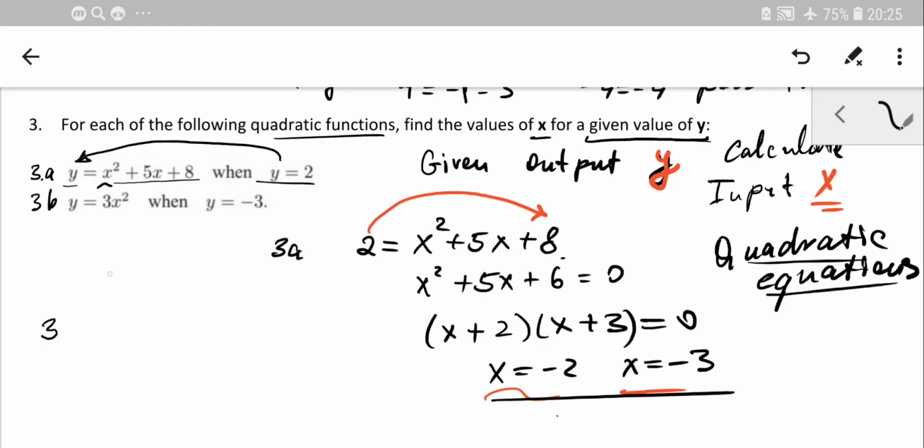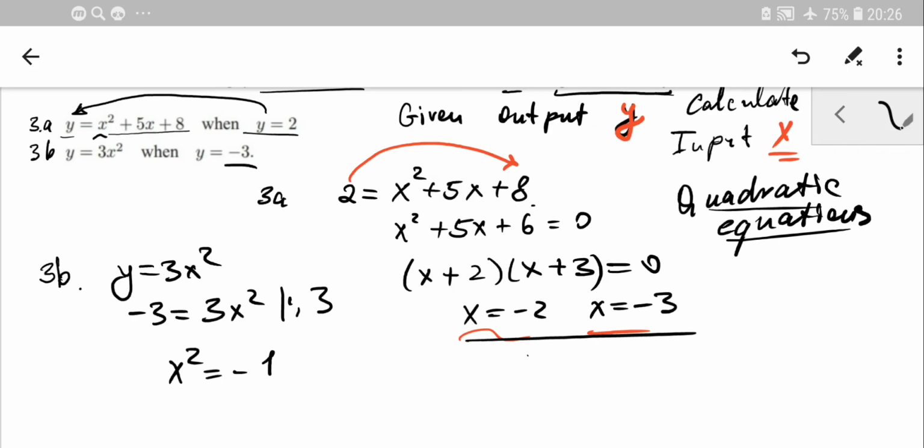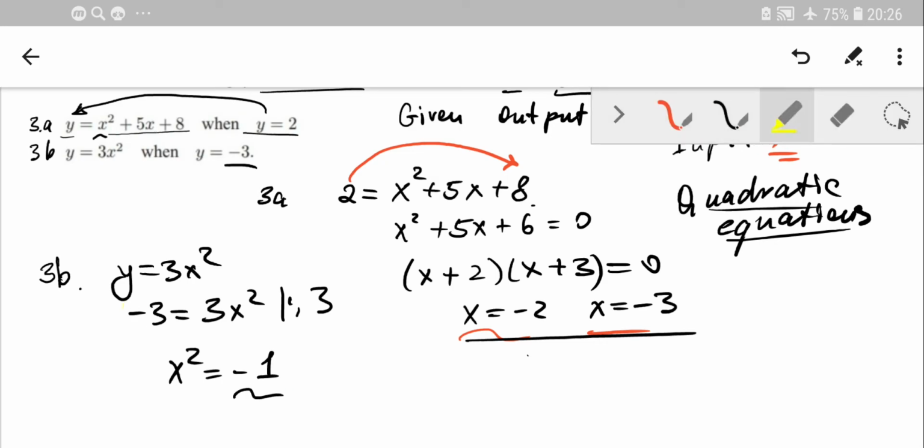3b, it's here. y equals 3x squared. We're given that y is negative 3, so we plug negative 3 here on the left hand side, equals 3x squared. All right, so what sort of equation? Of course, we can simplify that, but it doesn't make any sense because we already know that on the left hand side here, we have a negative number.